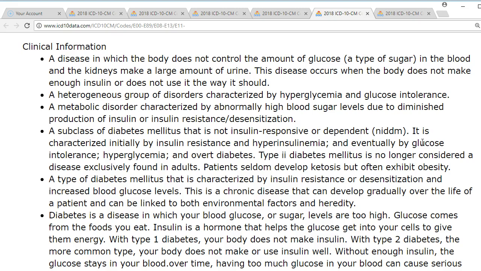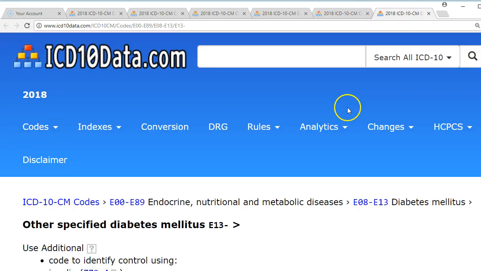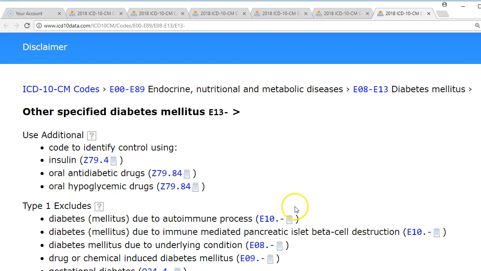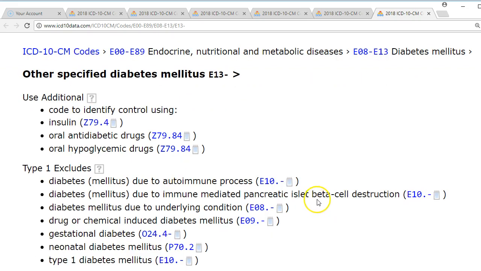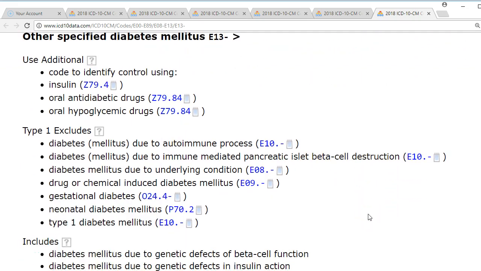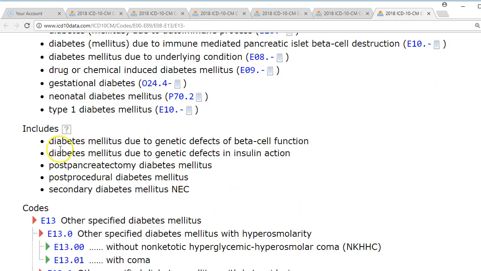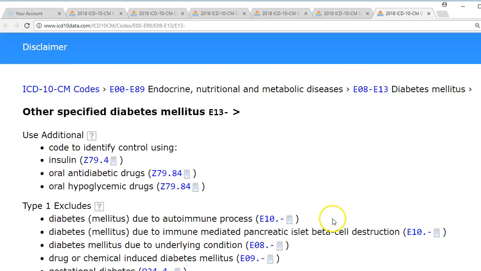For type 2 diabetics, again, they can be controlled by diet and exercise, oral medication, injectable insulin, or a combination of any of those. The last category that we're going to see is E13. There is no E12. And E13, again, is things like diabetes due to genetic defects, post-pancreatectomy diabetes mellitus, so after we remove the pancreas from the body. And so, again, this is the other specified.